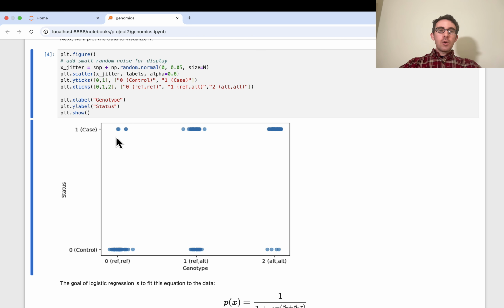I added what's called jitter to it, which just makes it easier to visualize the points. But this is not a continuous measure. This dot here and this dot over here both had genotypes of 0. The jitter is just to make it easier to visualize how many points are at each position. These all had a genotype of 0. These all had a genotype of 1. Same with these up here, and then these ones all had a genotype of 2.